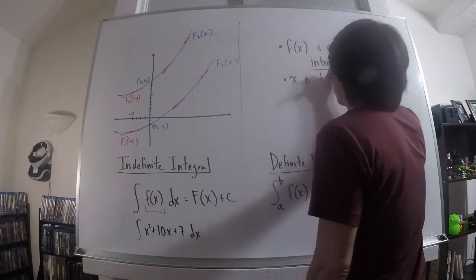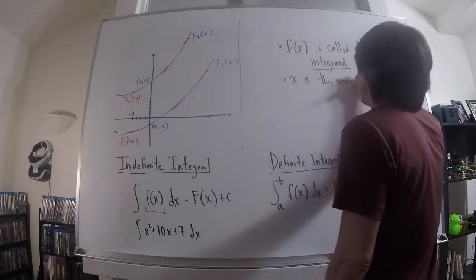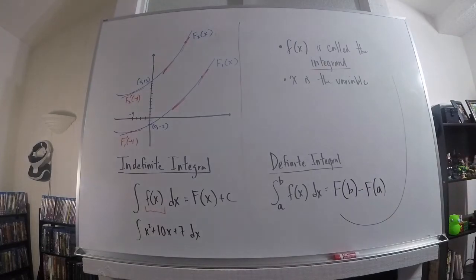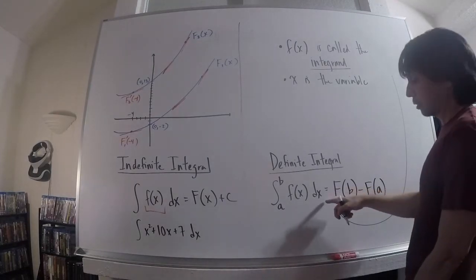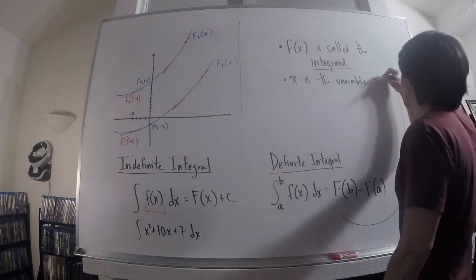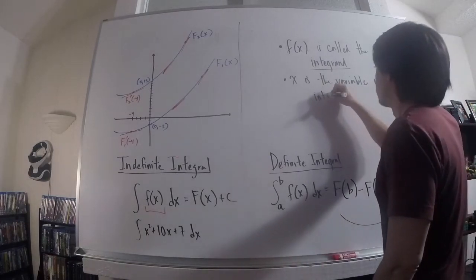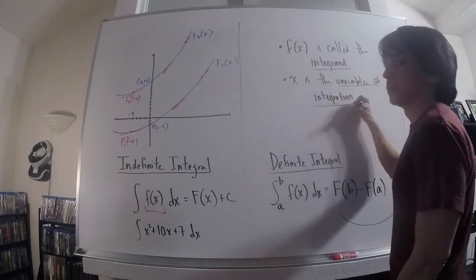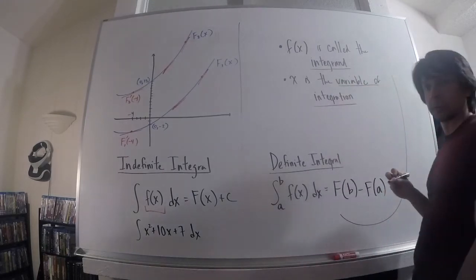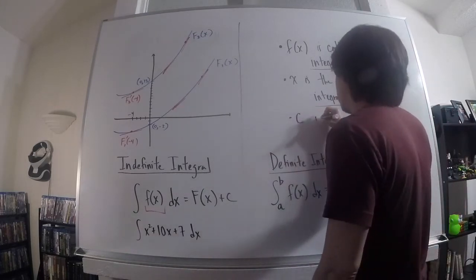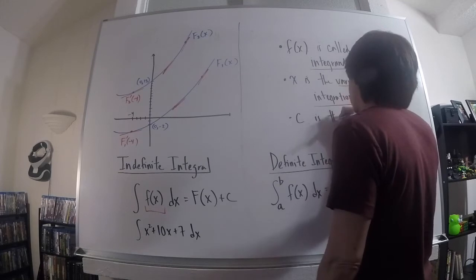X is the variable of integration, and that's relevant when you start getting into multi-variable calculus, where you have x's and y's, and you have to specify x is the variable of integration, or you're integrating with respect to x. What else do I have? I've already mentioned it. C is a constant of integration.